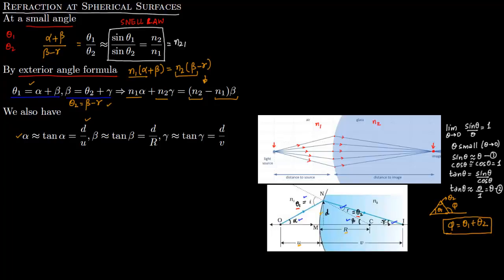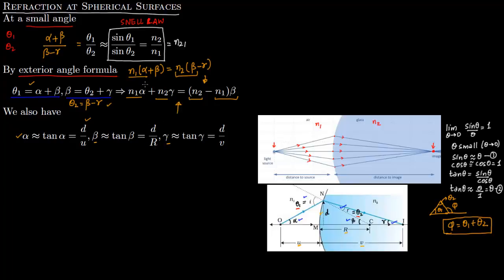Then you have tan gamma. This is again equal to height over base. Height is d and base is v. So tan gamma is equal to d over v. Again small angle, so tan gamma is approximately equal to gamma. Now you plug the values of alpha, beta and gamma right in this equation here.